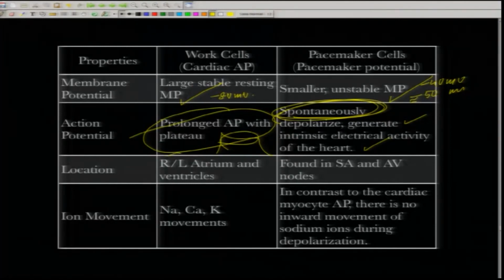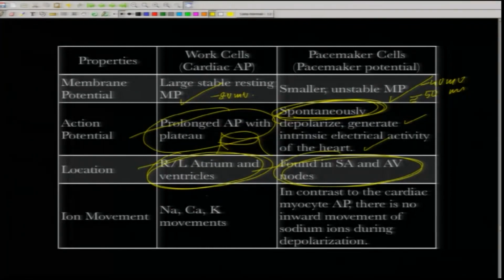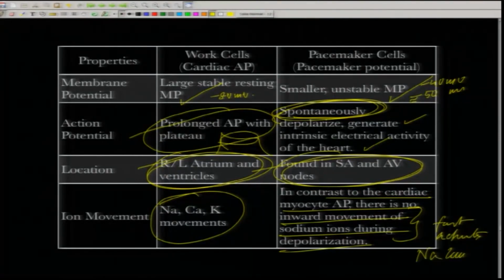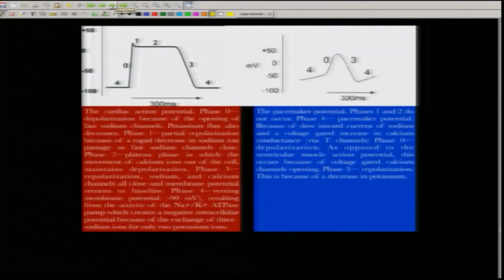Right and left atrium and ventricles, the locations are found in the SA and the AV nodes. This is the location. Ionic movements are sodium, calcium and potassium movements. In contrast to the cardiac myocyte action potential, there is no inward current of sodium ions. The very fast activating sodium current is missing in this. Okay. This is the basic fundamental comparison, a side by side view.